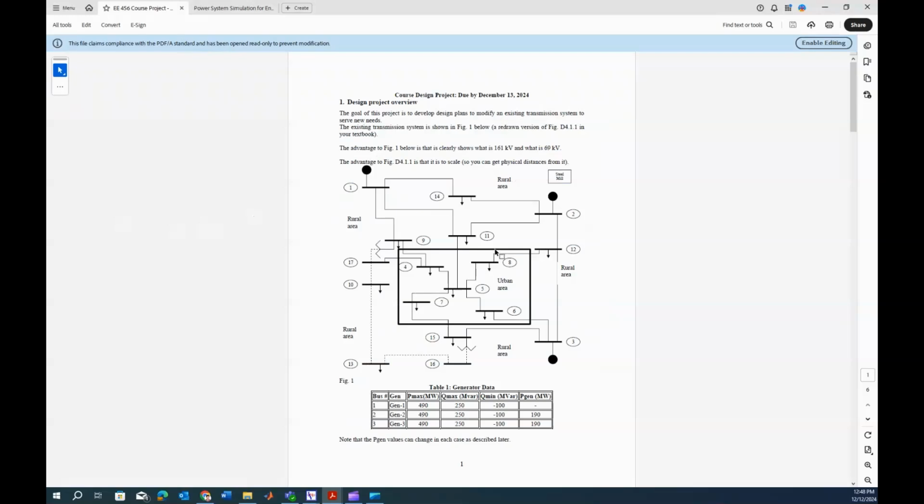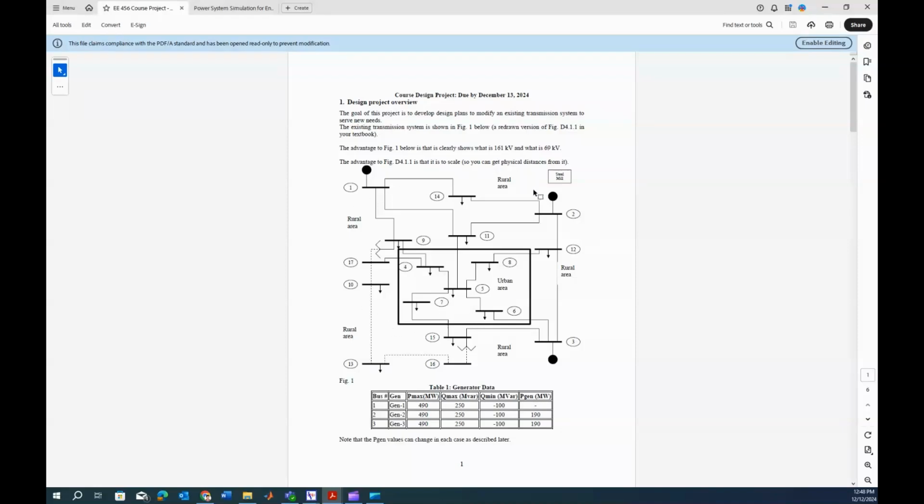In this power flow project, we have this particular network. Let's try to understand the network: how many buses are there, how many generators do we have, where are the transformers, and what are the voltage levels.